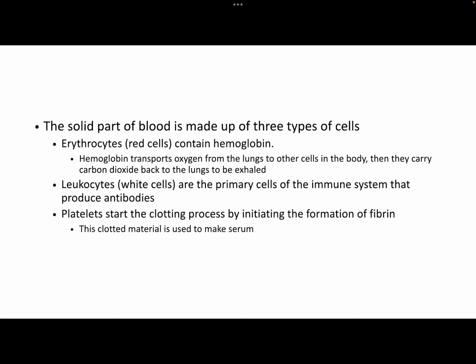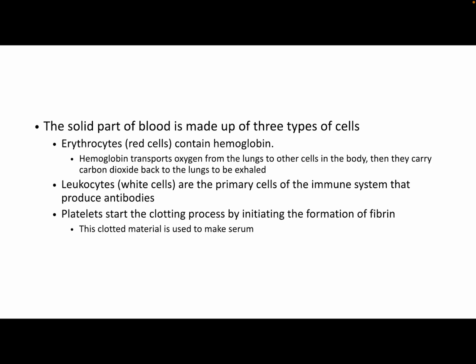In the solid part of your blood, which is going to be floating around in the plasma, there are 3 different things that we have in there. We have our erythrocytes, which are red blood cells, which contain our hemoglobin. So that's what reacts with those Preston tests. Hemoglobin transports oxygen from the lungs to other cells of the body and then carries carbon dioxide back to the lungs to be exhaled. So the red blood cells are kind of like the cars that transport everything through our blood system.